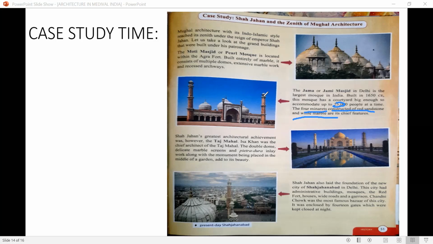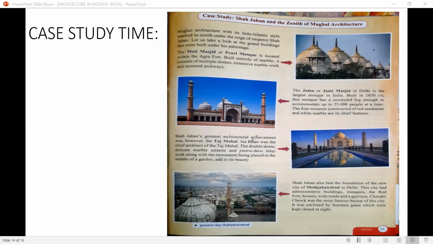On the picture we can see the white details, which are the white marble, and this is from the red marble. Hope this is clear to you in the case study. And the next thing is that Shah Jahan's greatest architectural achievement was, however, the Taj Mahal.